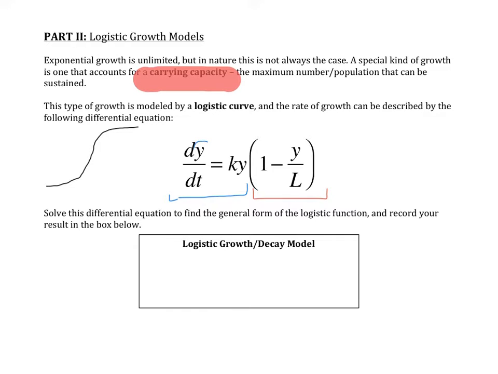So something to keep in mind: y is the amount, so it's proportional to the amount. And in this case, L is a constant, and L represents the carrying capacity, okay? So something interesting happens. This second little chunk that's attached to our typical exponential growth differential equation does something very interesting.